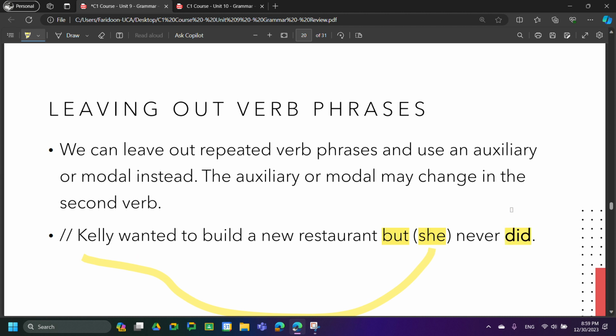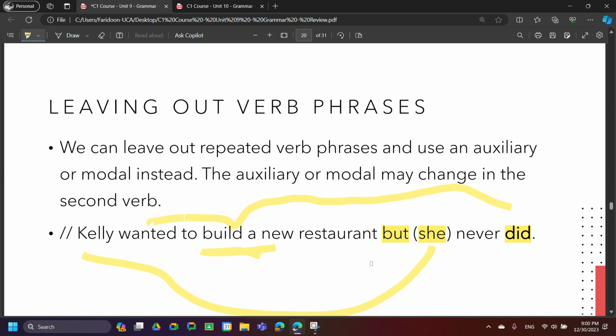Now, this did is the auxiliary verb of what? Of this tense, wanted, and it's talking about the fact that she never did this, right? Of course, the full version would be like Kelly wanted to build a new restaurant, but she never built a new restaurant, or but she didn't build a new restaurant. But we don't have to say like that. That's the point of ellipsis. It's good. We can leave out some things to sound more natural.